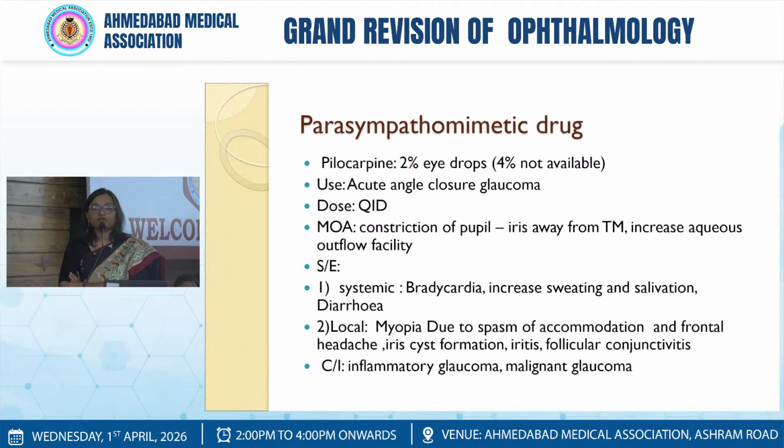The systemic side effects of pilocarpine, if absorbed, can cause bradycardia, increased sweating and salivation, and diarrhea. Local or topical side effects are less, but as it causes spasm of accommodation, patients majority of the time may feel headache after instillation of pilocarpine drops. There may be iris cyst formation, iritis and follicular conjunctivitis. What you read as retinal detachment as a side effect of pilocarpine is very rare, so please don't say that in your viva. The contraindications of pilocarpine are inflammatory glaucoma and malignant glaucoma.